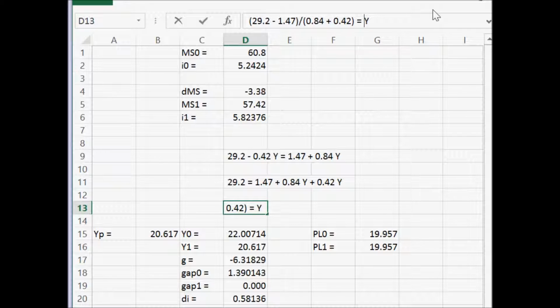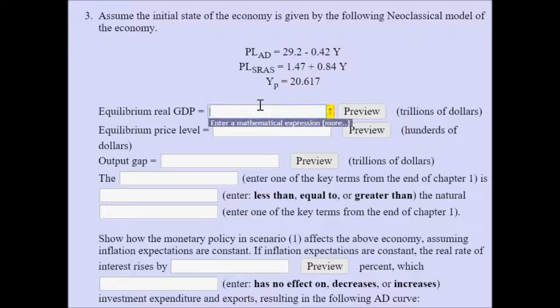Now, Excel won't calculate that until I get rid of the equal y and put an equals in front of that expression. Now, GDP is 22.00794. Pretty close to what it was initially before, right? So I'm going to copy that to my OpenMath.